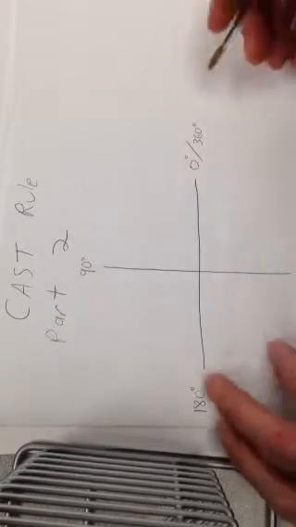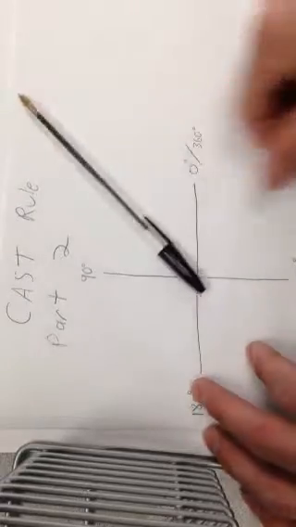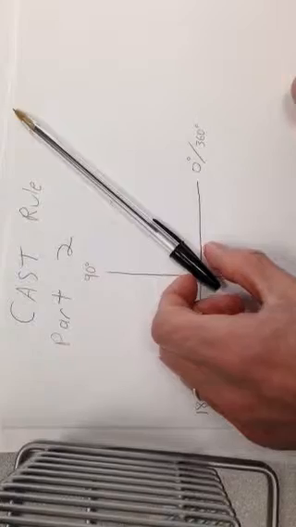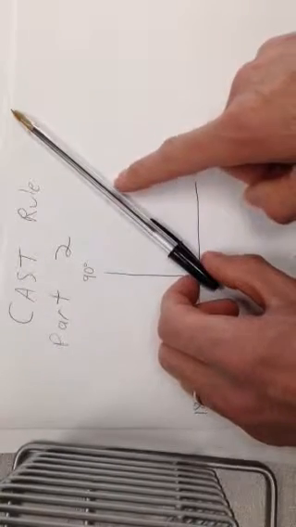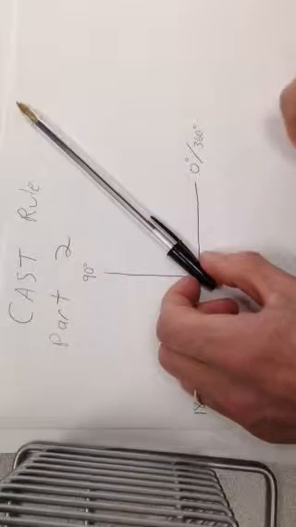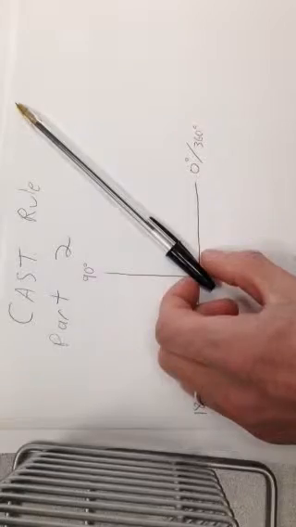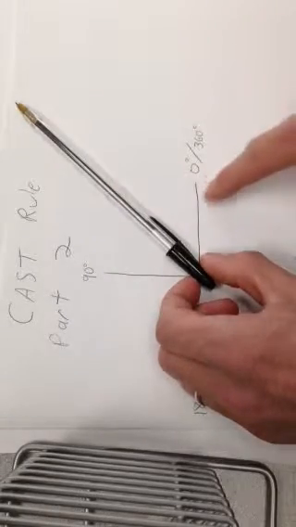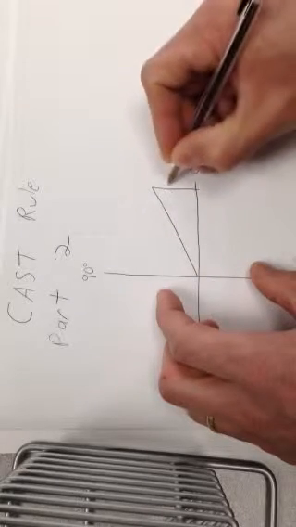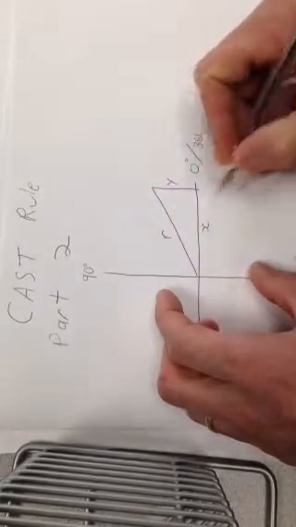Let's suppose we have an angle somewhere between 0 and 90 degrees. So that puts us somewhere along here. Now considering the trig ratios, the sine is opposite, or the y value, over the hypotenuse. The cosine is adjacent over hypotenuse, and the tan is opposite over adjacent. So if I draw my triangle in here, this is my y value, my x value, and my r value.